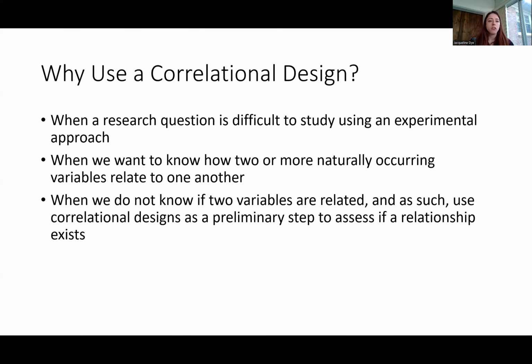Okay. So why use a correlational design? We might look at correlational designs when a research question is difficult to study using an experimental approach, when we want to know about how two or more naturally occurring variables relate to each other, and maybe when we don't know for sure if two variables are related. And so we might use a correlational design as a preliminary step to see if there's even a relationship there before moving on to other kinds of analyses.